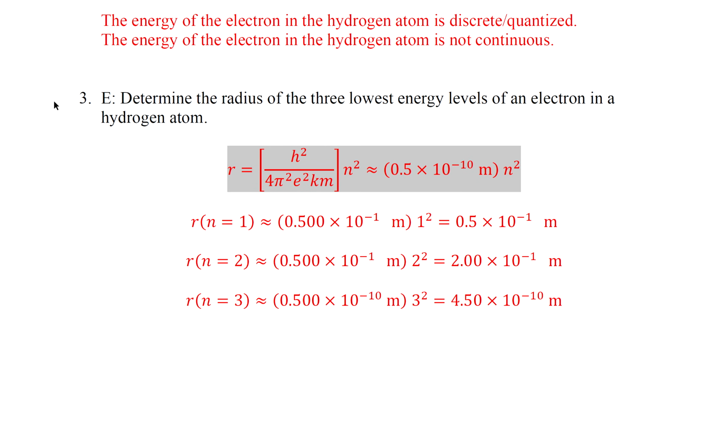Question 3, determine the radius of the 3 lowest energy levels of an electron in a hydrogen atom. Well, let n equal 1, 2, and 3. So we get the ground state n equals 1, the first excited state n equals 2, and the second excited state n equals 3.